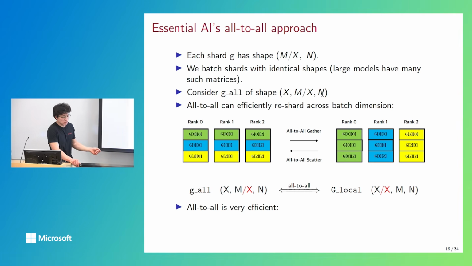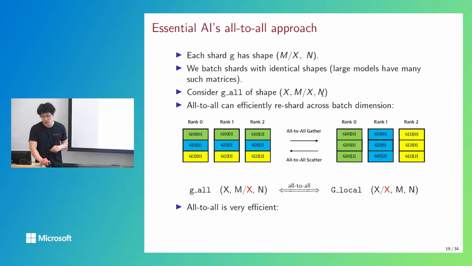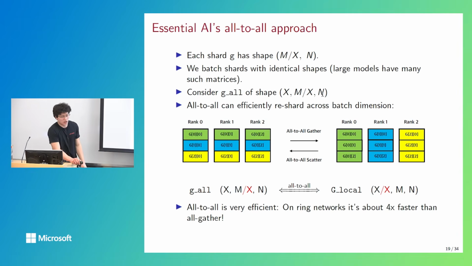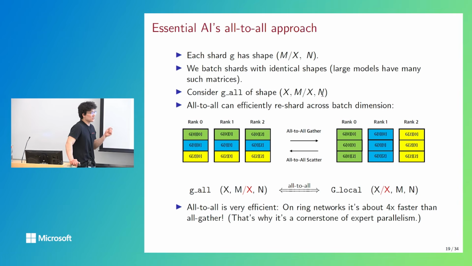And what makes the all-to-all approach quite nice is that the all-to-all communication collective is quite efficient in modern GPU clusters, specifically on ring networks. It's about 4 times faster than all-gather. And that's perhaps the reason why it's used extensively in expert parallelism for MoE models.